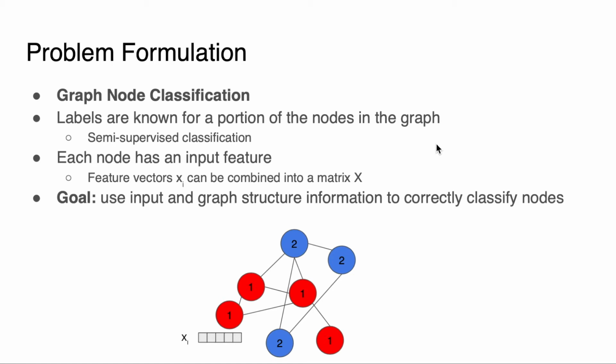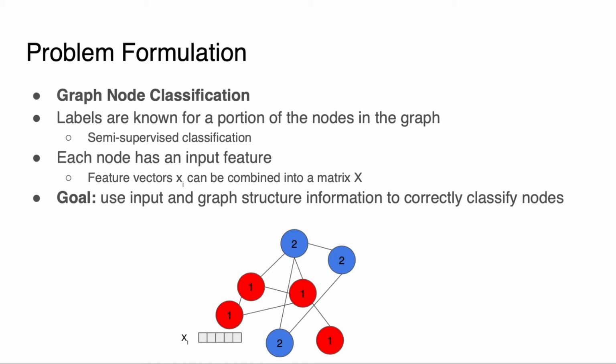Now that we have some simple background in graph signal processing, we can actually formulate the problem that's addressed by the graph convolutional network paper, which is graph node classification. More specifically, it's semi-supervised classification over graph nodes.